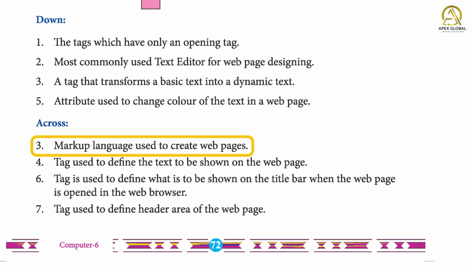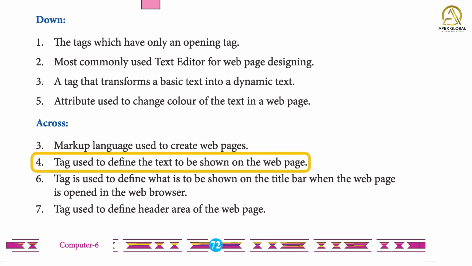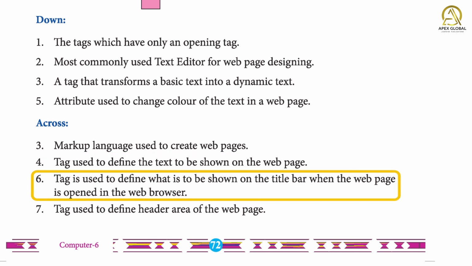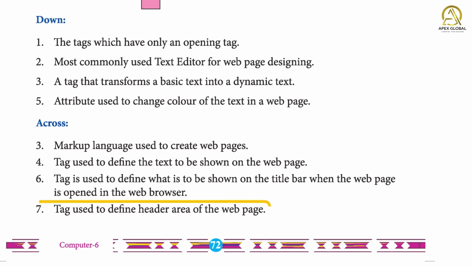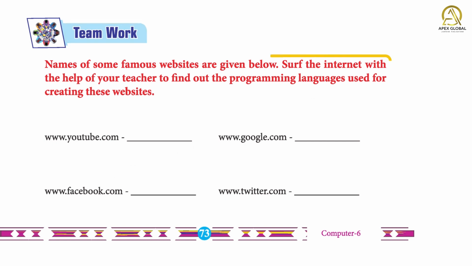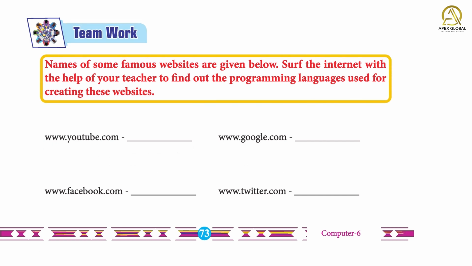Across. 3. Markup language used to create web pages. Answer. HTML. 4. Tag used to define the text to be shown on the web page. Answer. Code. 6. Tag is used to define what is to be shown on the title bar when the web page is opened in the web browser. Answer. Title. 7. Tag used to define header area of the web page. Answer. Text.